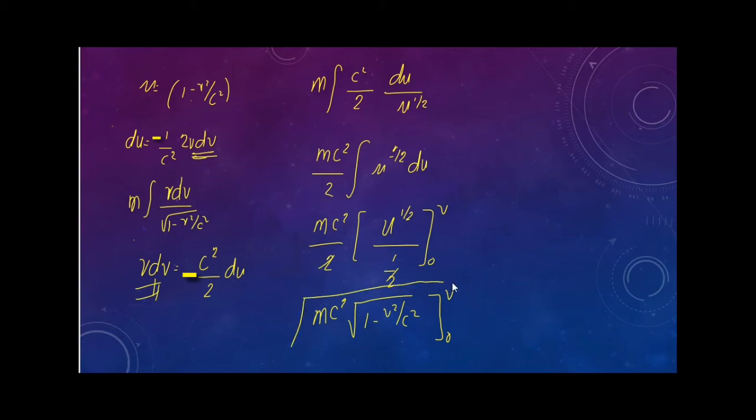So let's substitute this expression for v dv. We have m times the integral of negative c squared over 2 du over u raised to 1/2, or the square root of u. So we now have negative m c squared over 2 times the integral of, placing it on the numerator, u to the negative 1/2 du.